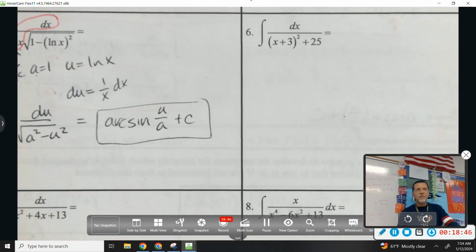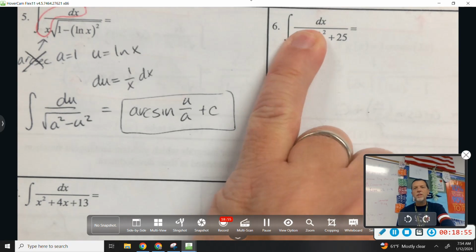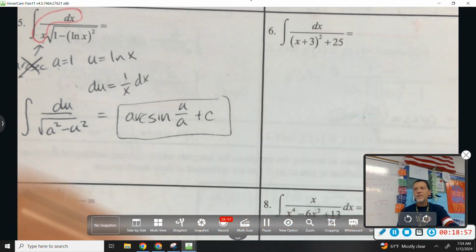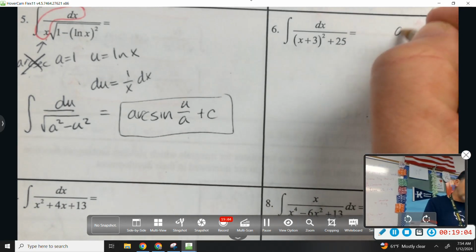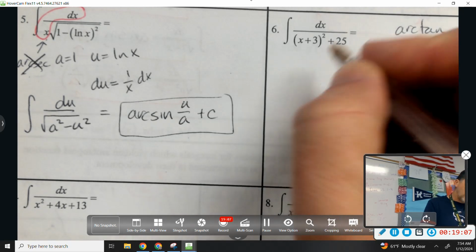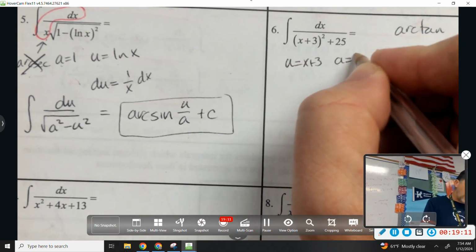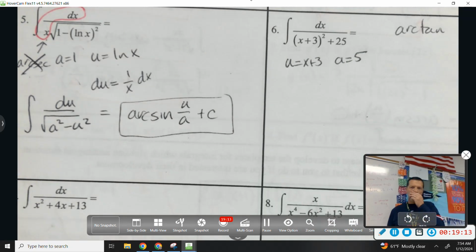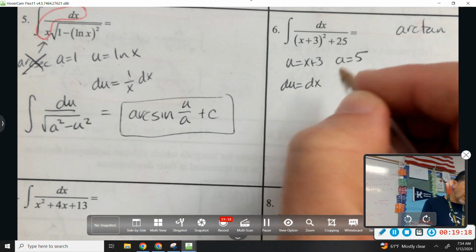Escalating our trickiness here. How about number 6? What does that look like? I got something squared plus something else squared. Which one does it look like? Arctangent, because there are no square roots. So I'm pretty sure we're headed toward arctangent. So let's let u be x plus 3, and a can be 5. du is dx.